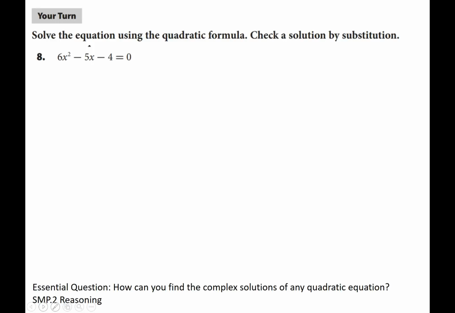All right, so we're going to take a turn and try this. Again, I'm not going to do the check. It's up to you whether or not you do the check. So we're going to solve it using the quadratic formula, and we aren't going to have to go back and forth. I can keep my work all in one line. So I've got my A, my B, and my C.